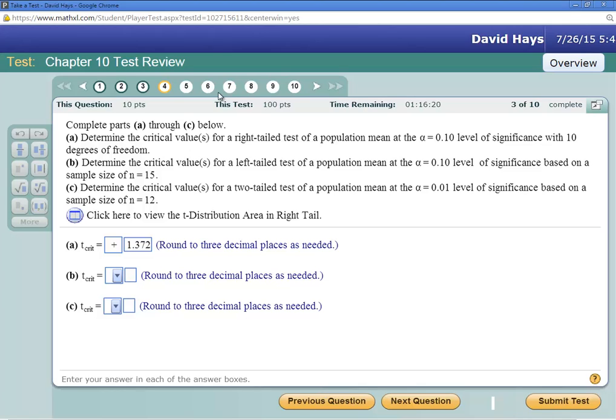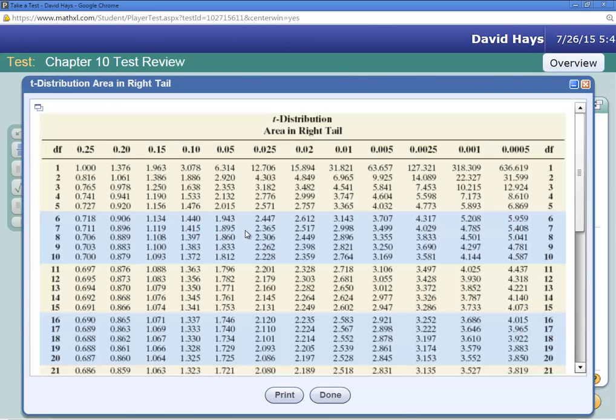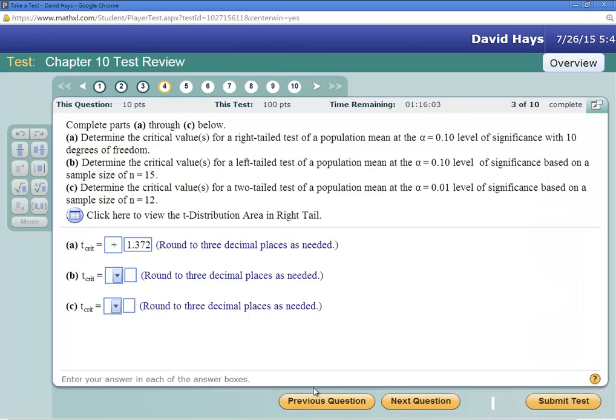And it helps to actually read. Based on a sample size of n equal to 15, our degrees of freedom would be 14, because it's always one less than n. I'm going to look that up again. So 14, then come here, and that tells us 1.345.